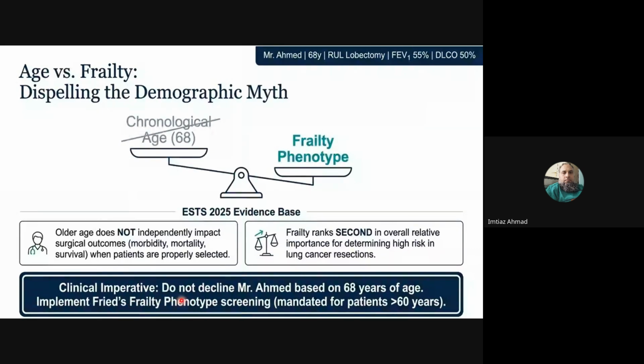So Mr. Ahmad cannot be declined on the basis of age only, after implementing Fried's frailty phenotype screening scale, which is mandated for patients more than 60 years of age.